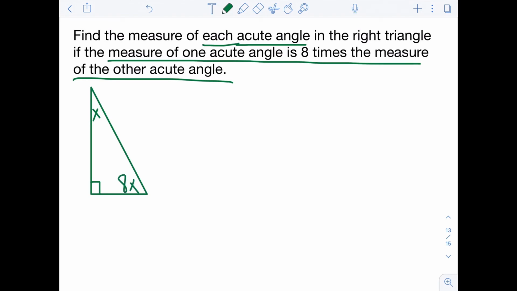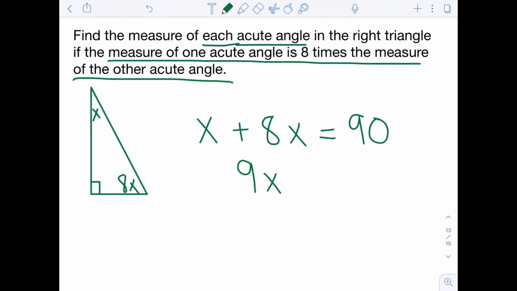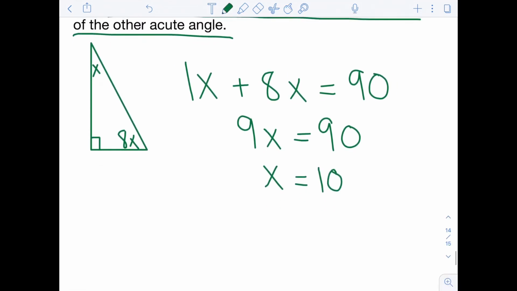And now we have to find the measure of each acute angle. So we can use the corollary to the triangle angle sum theorem. So we know that x plus 8x is going to equal 90 because the acute angles in a right triangle are complementary. So x plus 8x is 9x because this is basically 1x plus 8x. And when you divide both sides by 9, you'll get that x equals 10. So that means that the small acute angle is 10 degrees, and the large acute angle is going to be 8 times 10 degrees, which is 80 degrees.